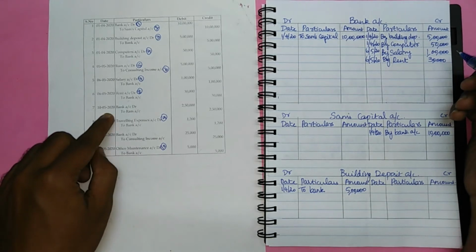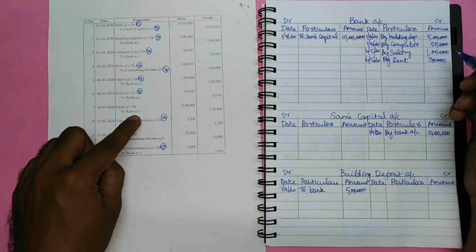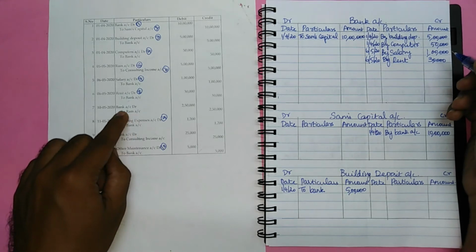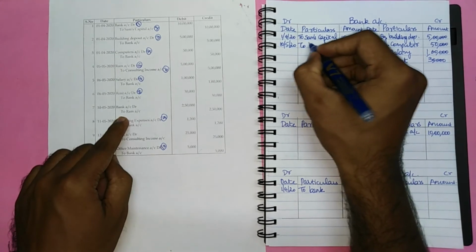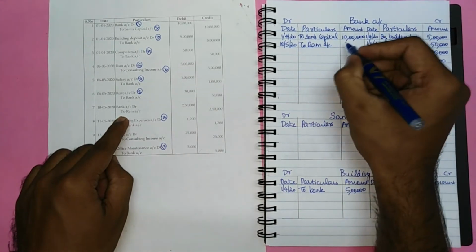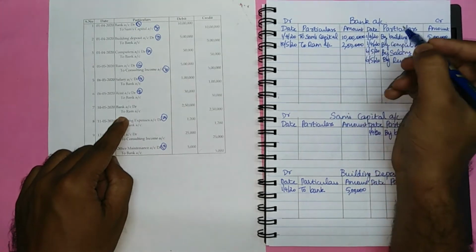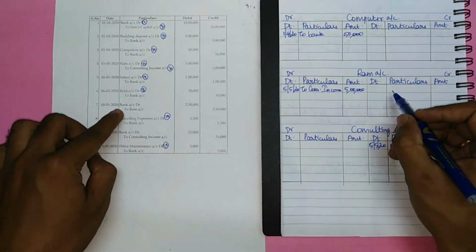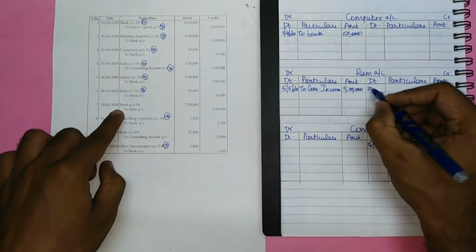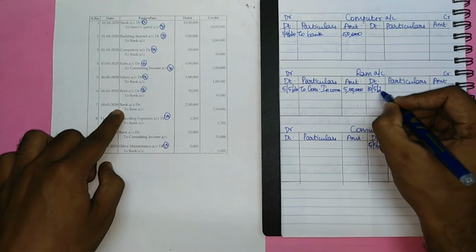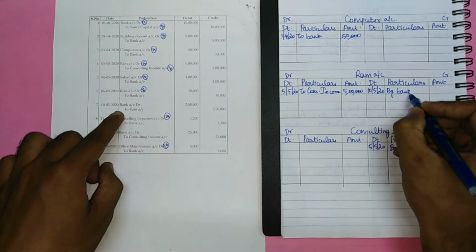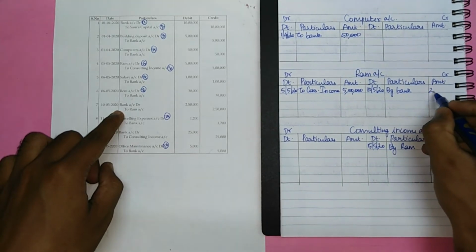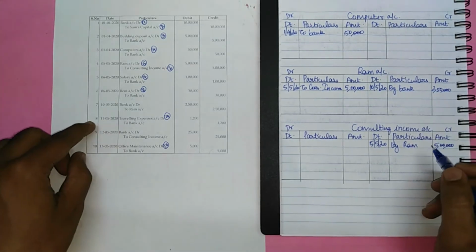On 10th May 2020, bank account debit to Ram account, 2,50,000. Since bank account is debited, we will be debiting it with Ram account. On 10th May 2020, to Ram account, it is rupees 2,50,000. And we will be crediting Ram account with bank account for rupees 2,50,000. So on 10th May 2020, by bank, rupees 2,50,000.